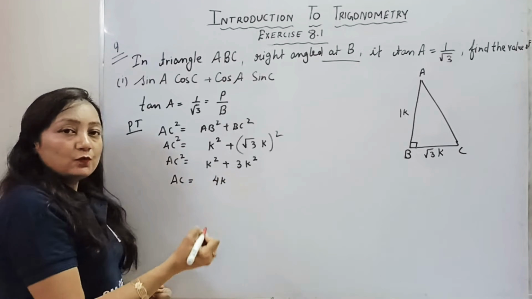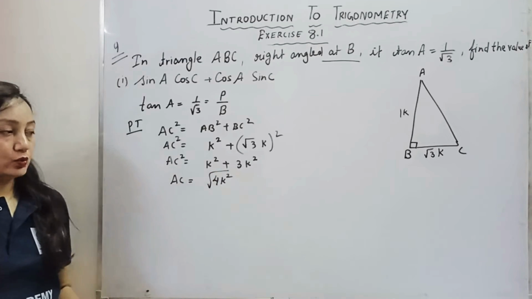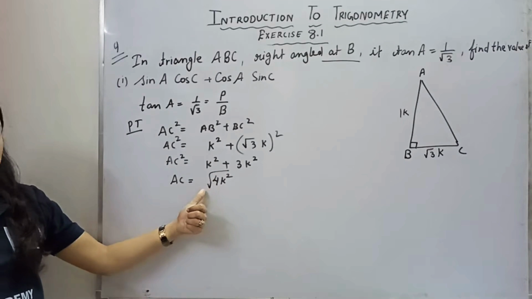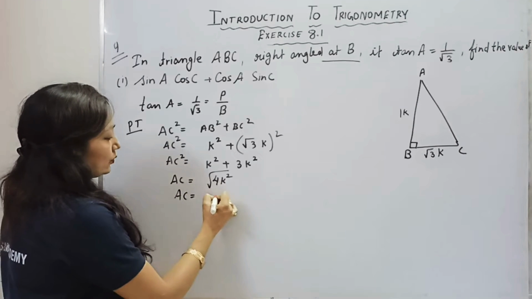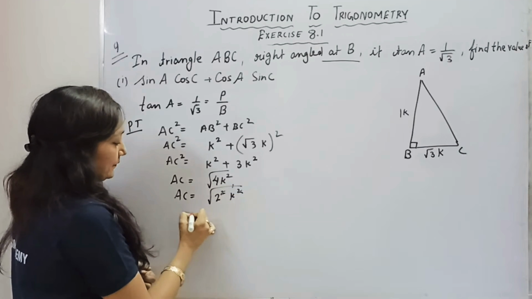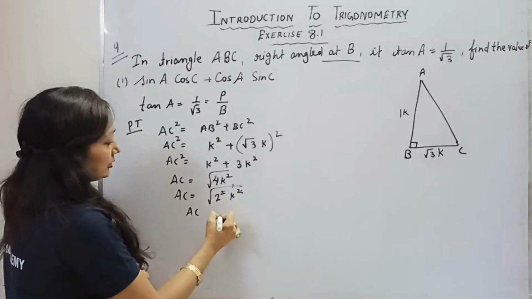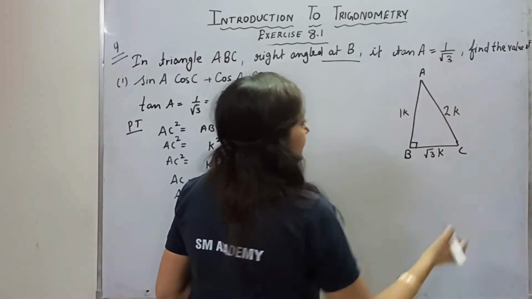And remove the square and here is a root. 4 is the square of what? It's the square of 2. So we can write it like this: AC is equal to the square root of 2 square K square, cut it, and AC is equal to 2K. So we got our third side.